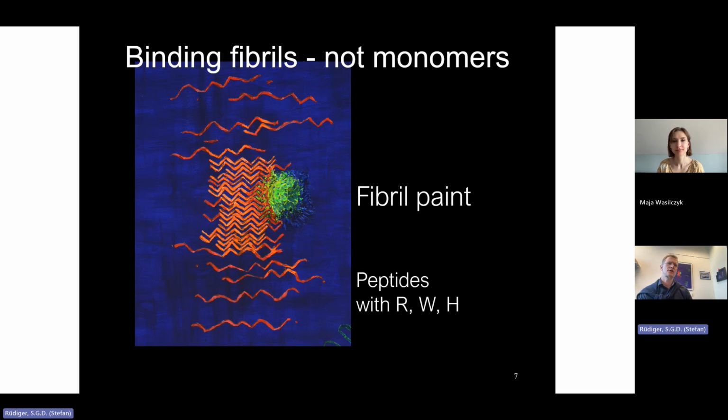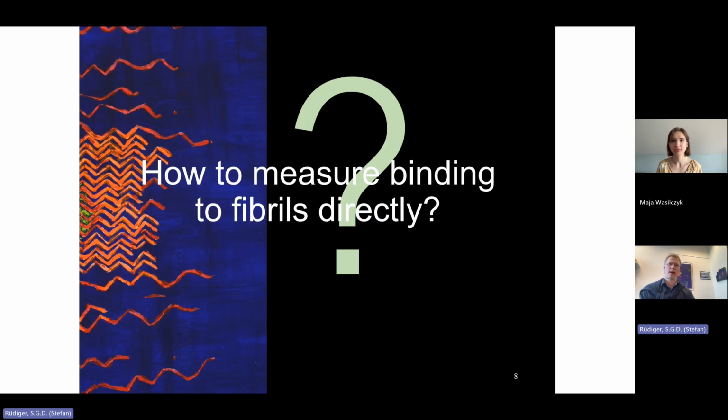We developed a peptide, which we call fibril paint, that, as you can see here, specifically binds to fibrils, but not to the monomers. This is a peptide enriched in aromatic residues, tryptophan, histidine, or arginine, and these are all residues that can do pi stacking interactions. So, good, now we have a peptide that binds to fibrils. But how can we measure the binding to fibrils? That was a tremendous challenge for us. And the solution for us was that we employed FIDA.